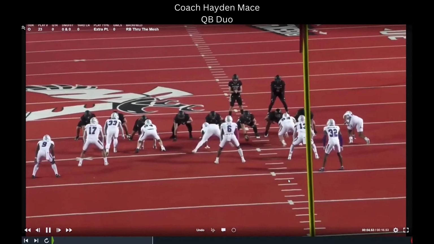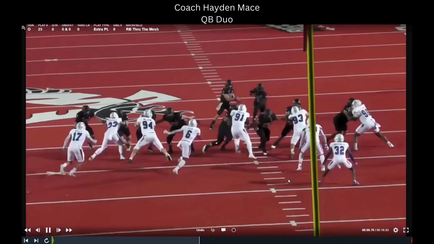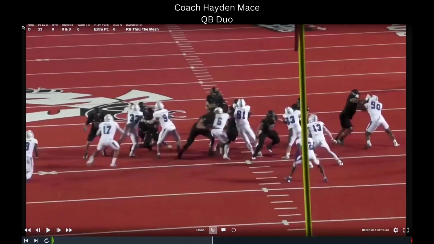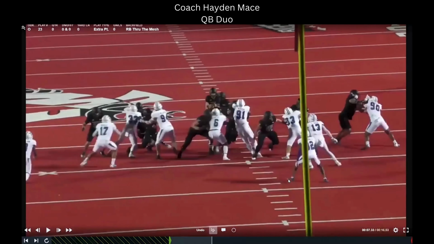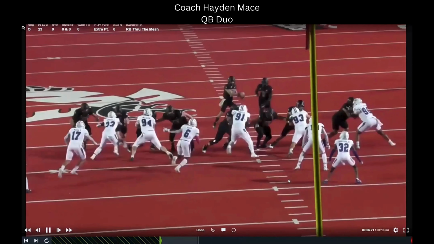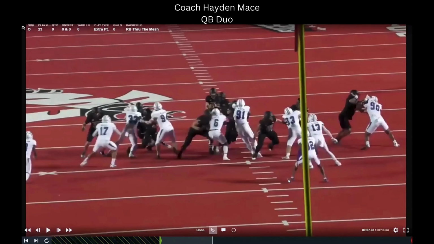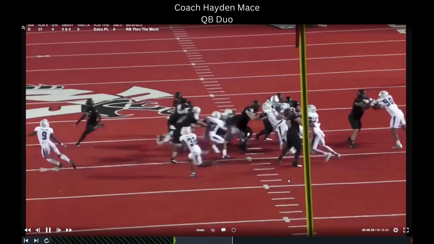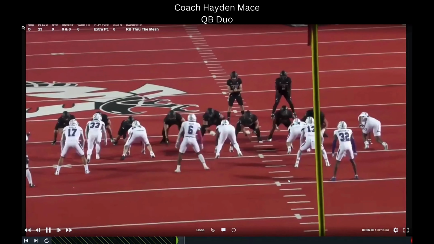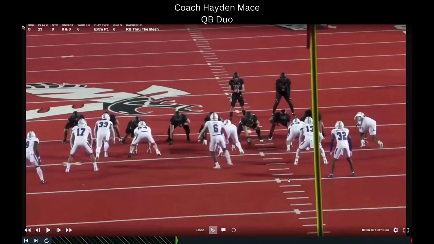Okay, this is a 13 personnel variation here, and another one where we're bringing the back across the formation. A lot of teams, with the quarterback run game that we use, will put a safety either dead on the quarterback or have him relate to wherever the back is going, which is what you see here from number 32 on the defense, that safety.